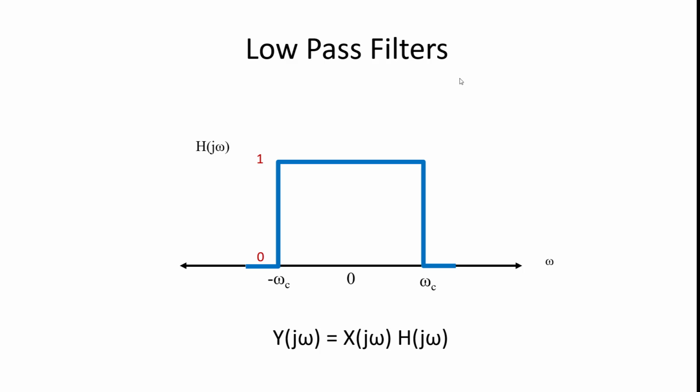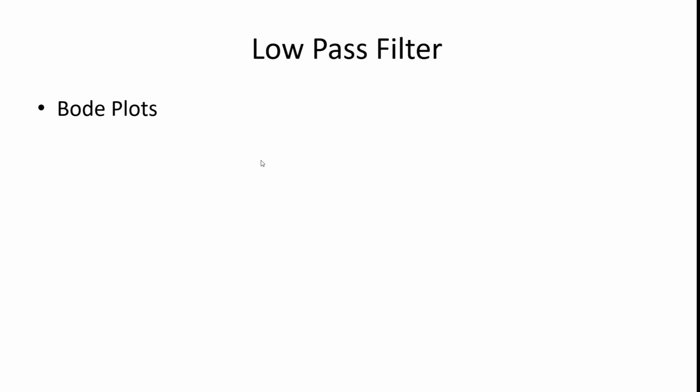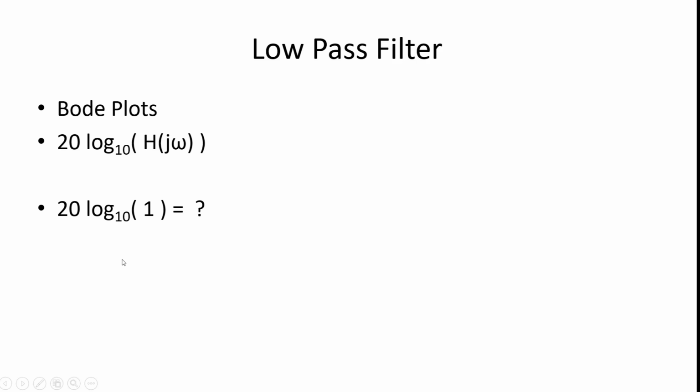What about magnitudes? We want magnitudes of 0 for block and 1 for pass. How are those represented in terms of decibels? What is 20 log base 10 of 1? It's 0. How about for our stop magnitude, 0? What is 20 log base 10 of 0? Negative infinity.